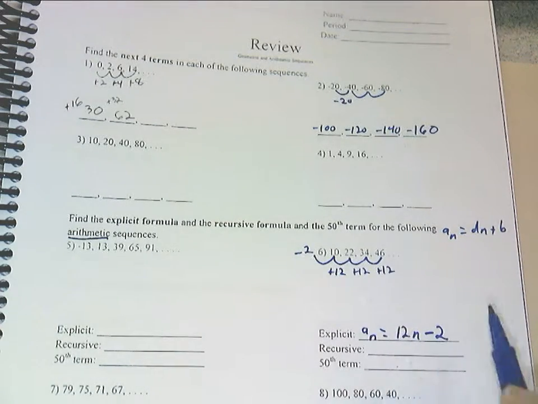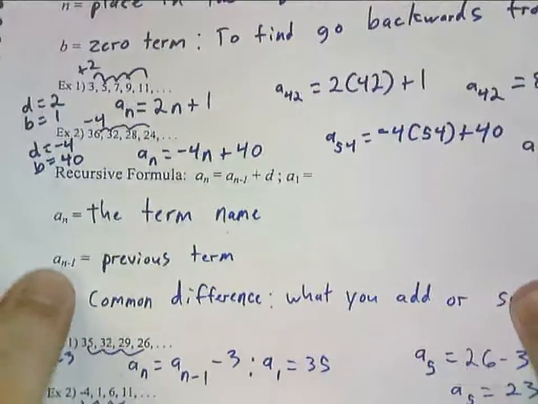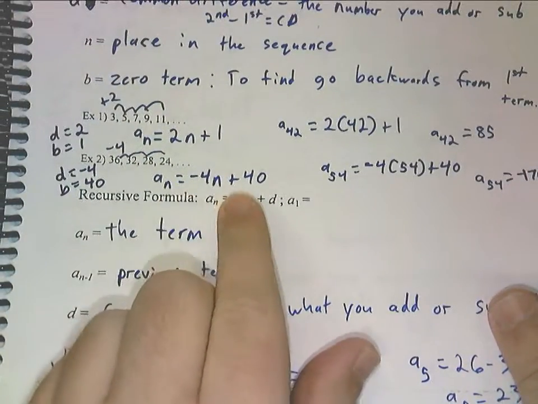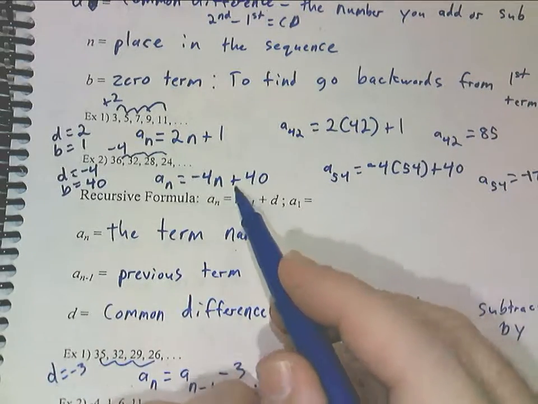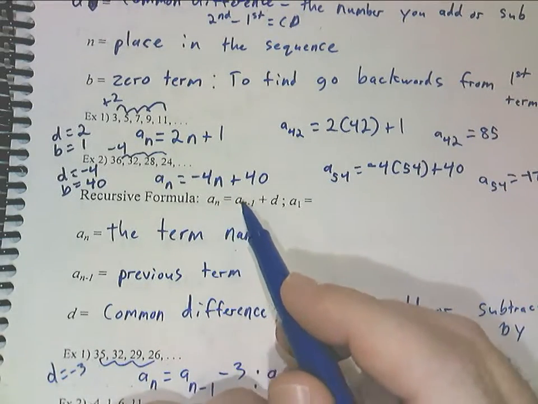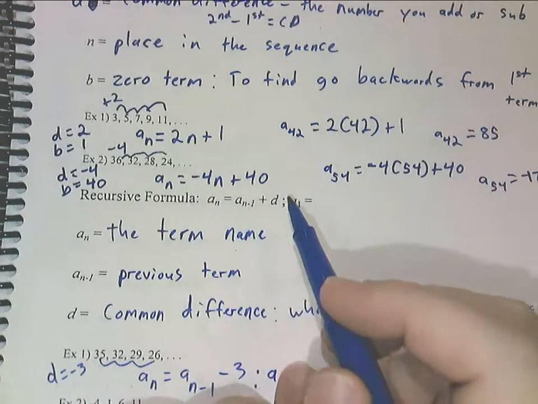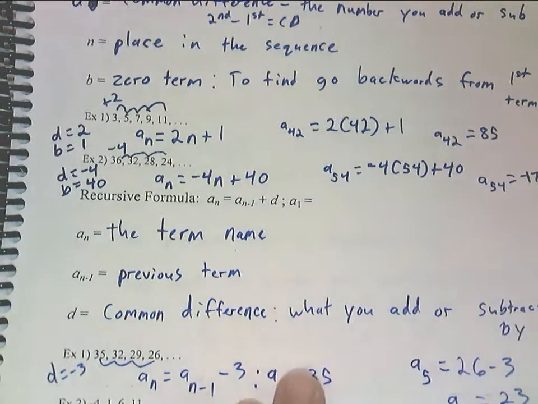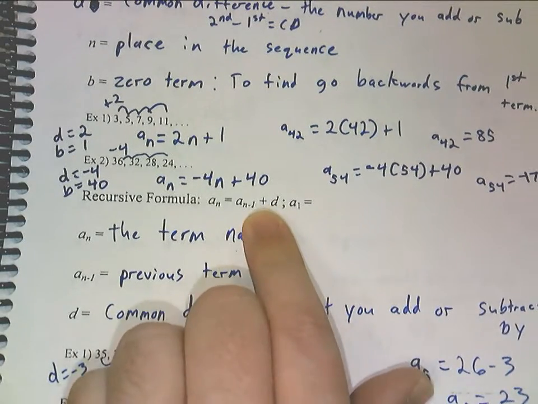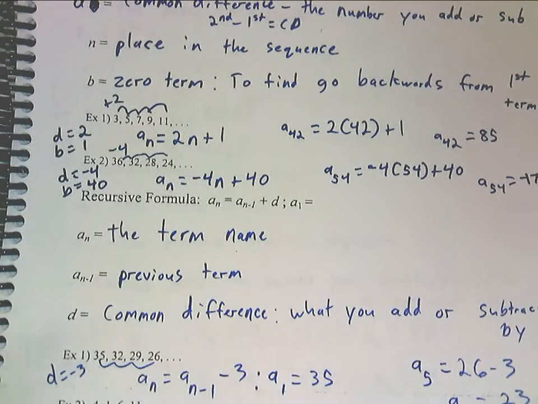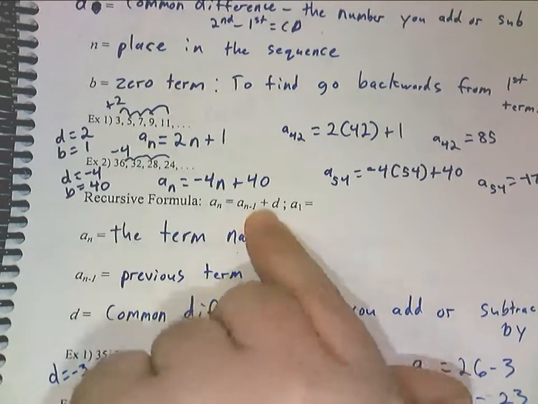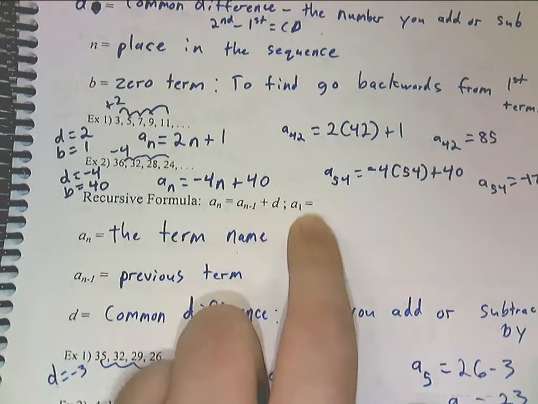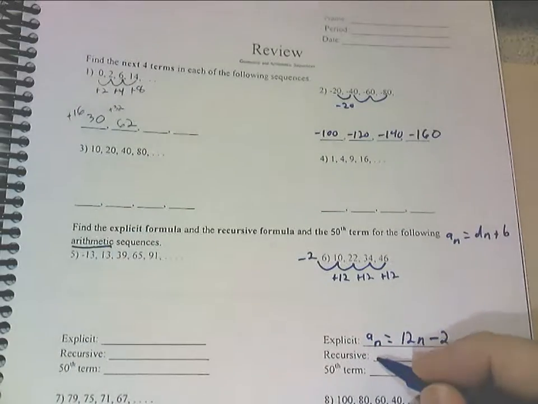Okay, so that's my explicit formula. Then to find the recursive formula, remember I go back to page 75 and the recursive formula, they're always pretty much the same. It's always going to be a sub n is equal to a sub n minus 1. The only difference between arithmetic and geometric is you're going to add or subtract your common difference with arithmetic, and you would multiply your common ratio with geometric. So basically, I'm looking for my common difference and my first term to write the recursive formula. So again, the beginning part's always the same.